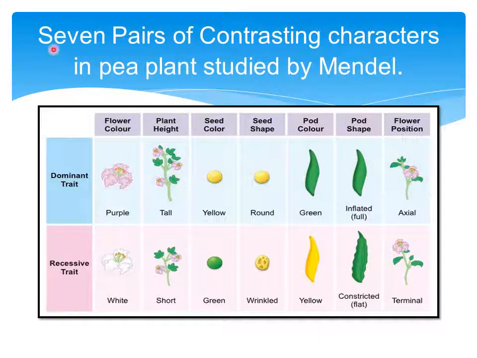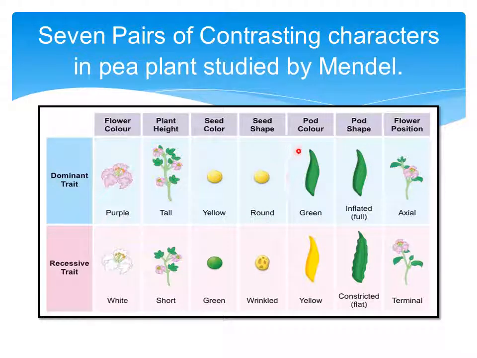Now here we start with the 7 pairs of contrasting characters in the pea plant studied by Mendel. We have 2 types of expressions, one dominant and one recessive. First we will deal with flower color. The dominant is purple color, the recessive is white color. Plant height: tall is dominant, and short is recessive. Seed color: dominant is yellow and recessive is green. Next comes seed shape: dominant is round and recessive is wrinkled.